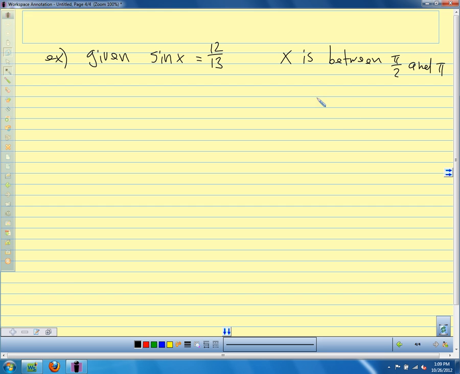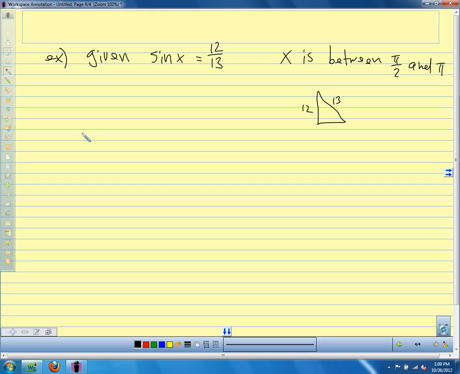So before we even write the rest of the problem, we have a triangle that looks like this. The sine is 12/13. So this is 12 and that side's 13. So we already know this much information. Now let's see what the problem asks us.